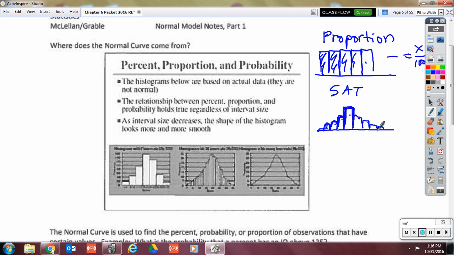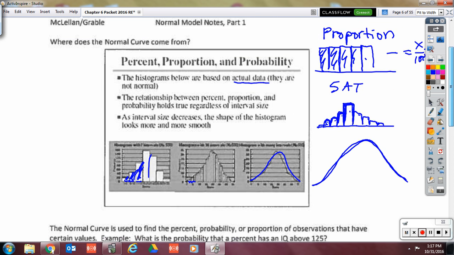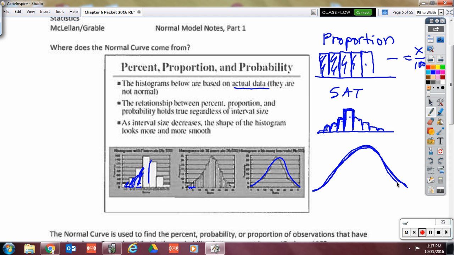Our histograms are based on actual data, and they will help us find the area of a section. As we decrease the size of the bins, so in this one you had big bins, in this one they were smaller bins, this becomes a more continuous curve, and it looks more like the perfect normal model. That's how it goes from real data to the normal model with a nice continuous curve. Yes, this is basically like an infinitely small number of bins. They're just like a ton of bins.